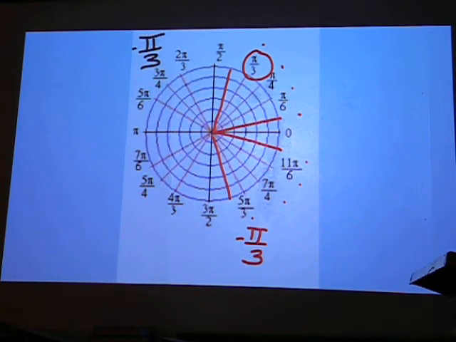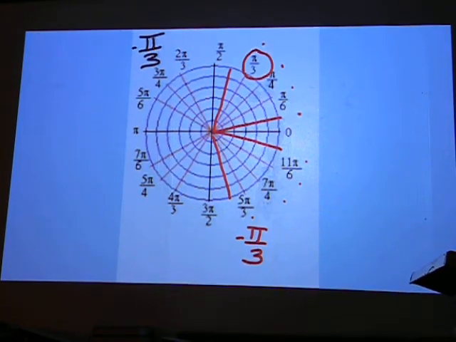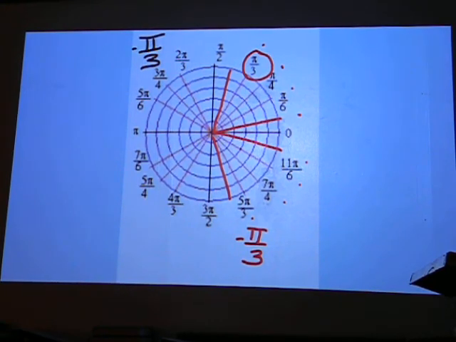Now remember, what is another way that you express 0? 2 pi. So if I take 1/3 away from 2, that's the same as 5/3, because if I had 6/3, that's 2 pi. And if I take 1/3 away from that, that leaves me at 5/3 pi.